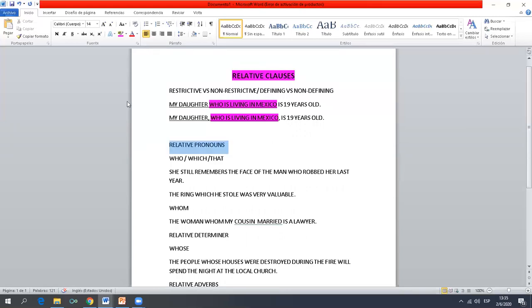We can talk about relative pronouns. Relative pronouns: who, which, and that. We use the relative pronoun who for human antecedents, which for non-human antecedents. When I say antecedent, I'm referring to the noun the clause is post-modifying, and you can use that for both human and non-human antecedents. Let's have a look at some examples I copied here for you.